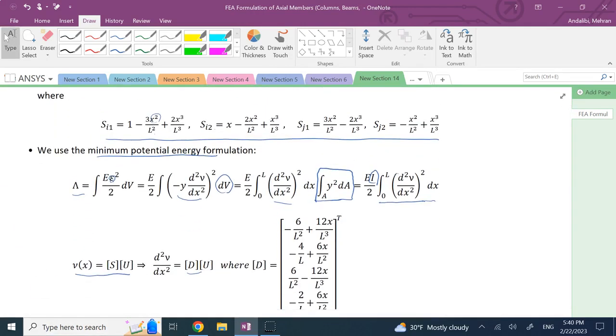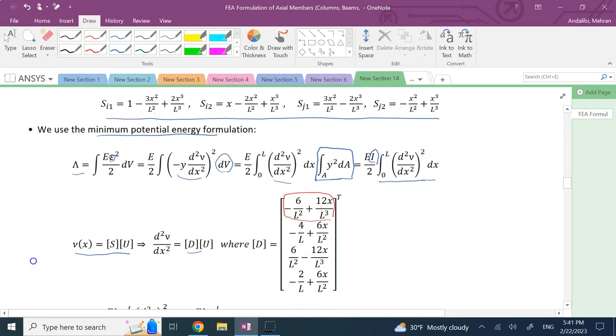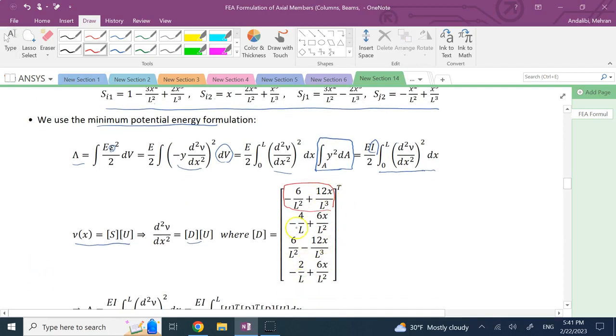Just look at the first one. What is the derivative of this function with respect to x? Well, clearly it's basically negative 6x over L squared, right? And this one is basically 12x over L cubed, and that's exactly this guy here. And then SI2 is going to be this one, SJ1 is going to be this one, and SJ2 second derivative is this. So we call these functions of second derivatives, we call them d.